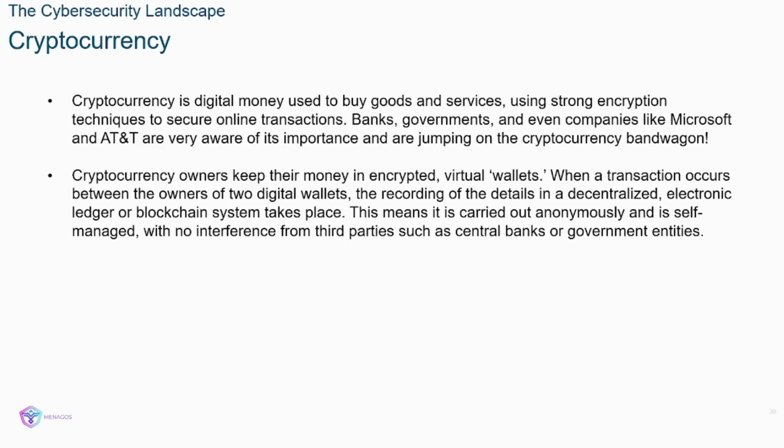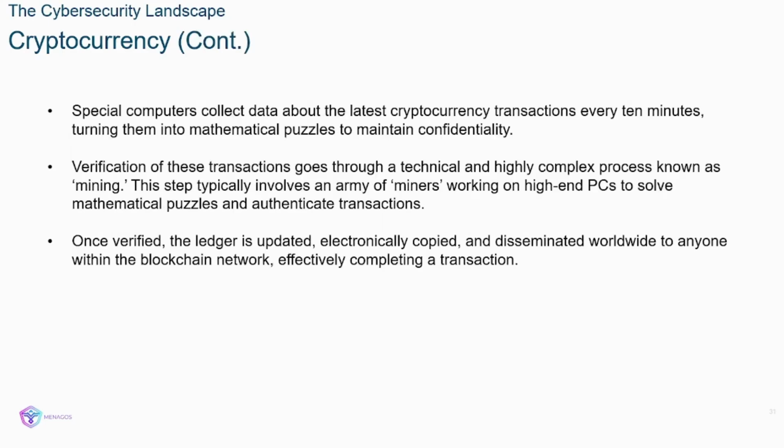Now, let's shift to the cybersecurity landscape and cryptocurrency. Digital money like Bitcoin uses encryption and blockchain to secure transactions. It's decentralized, meaning no banks or governments control it. That's part of why it's so revolutionary. Transactions are verified by miners solving complex puzzles, and once confirmed, they're permanently recorded on the blockchain. This system is transparent yet anonymous, making it both powerful and attractive to attackers.